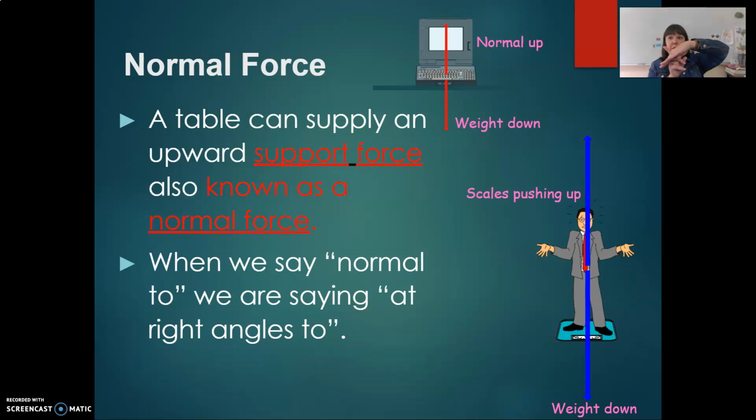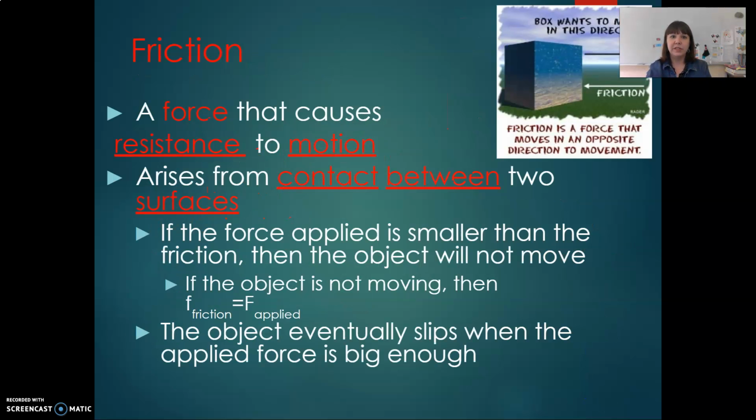Remember, as our surface moves, so does our normal force. Now, another force that we want to talk about is friction. Friction causes a resistance to motion. Now, it could be equal and opposite to our object. In that case, it's not going to move. But if it's not able to be completely equal, then it's just going to try to slow it down. So it's a resistance force.